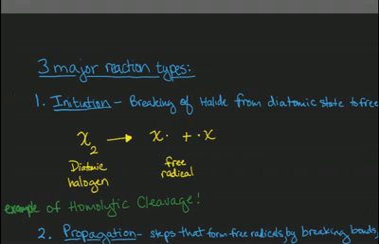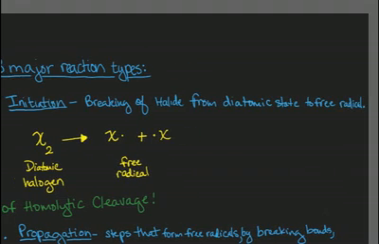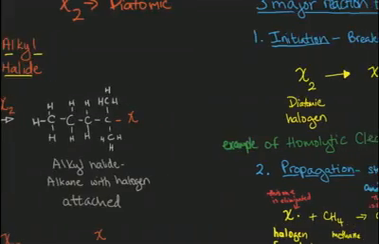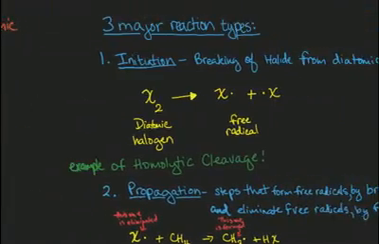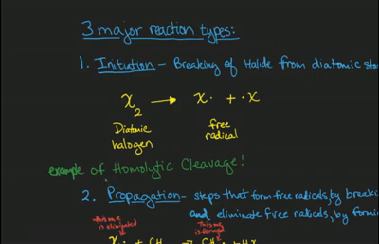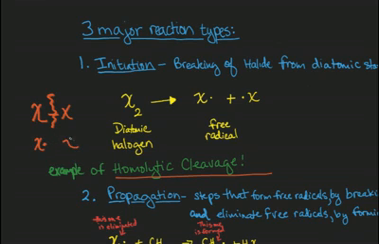The first one's initiation. We have to get it started. So to get it started, we undergo what is called a homolytic cleavage. That's basically when we take this diatomically bonded halogen, it's bonded to itself, and we break the bond in half, leaving one electron with each halogen. Okay, so we'll call this a halide free radical.